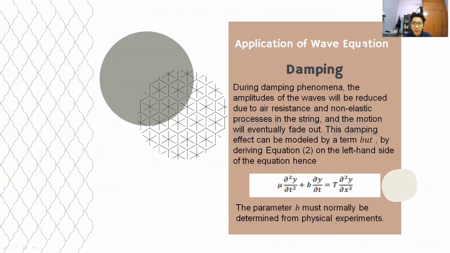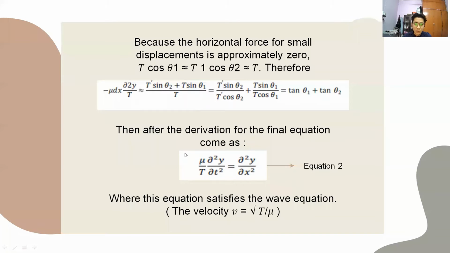Finally, the application of wave equation is usually used in damping. During damping phenomena, the amplitudes of the wave will be reduced due to air resistance and non-elastic processes in the string, and the motion will eventually fade out. This damping effect can be modeled by a term by deriving equation 2. Here is the equation 2.